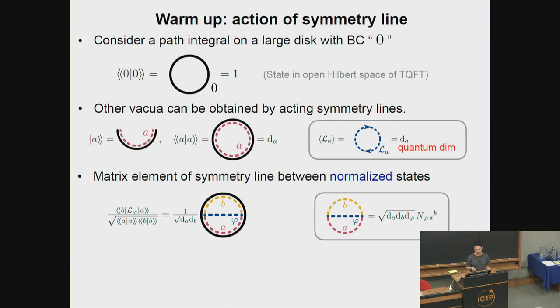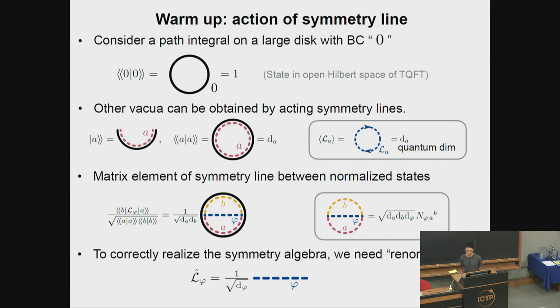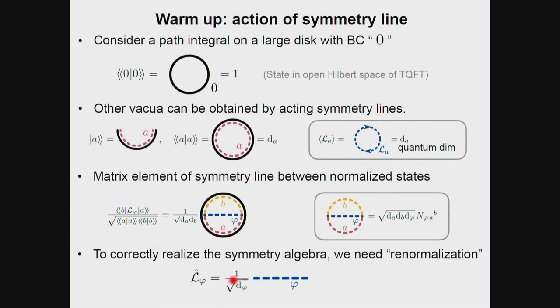Now, with this notation, I can also derive the matrix element of the symmetry lines between normalized states. If you want to compute the matrix element of the L phi defect on these normalized vacuum states, we just need to consider this network of lines and then divide by the normalization of the A state and B state. Using the fusion category, you can compute this network of lines, which gives you the square root of the quantum dimensions of the three lines times the fusion coefficient, which is a non-negative integer. Two of these square root factors cancel out because of the normalization, but you are still left with one square root. So in order to correctly realize the symmetry action on the states, we need to renormalize this symmetry line L phi by dividing it by the square root of the quantum dimension.